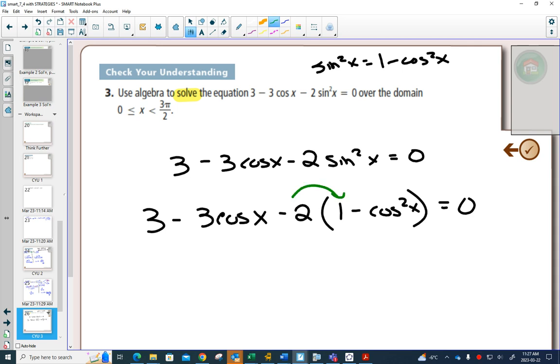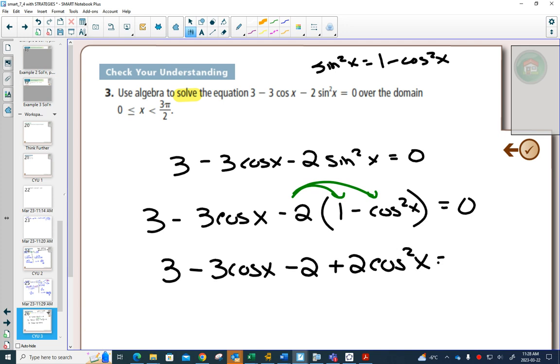I have brackets here. I could distribute this negative 2 and see what I have. And once I have that, I still have some like terms. I notice that I have a quadratic equation. So that means I'm either going to have to factor or use my quadratic formula. If you have a quadratic equation, we normally write it with the squared item first, followed by just the negative 3 cos x. And 3 minus 2 are like terms that'll leave me with plus 1.